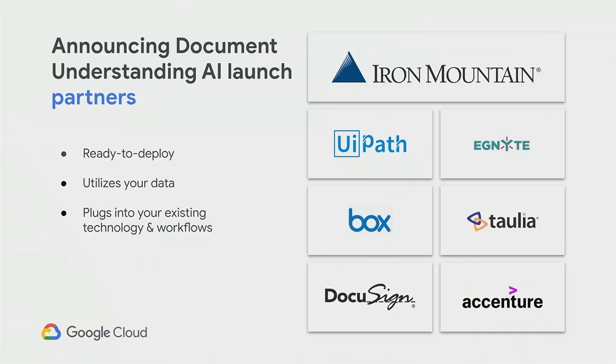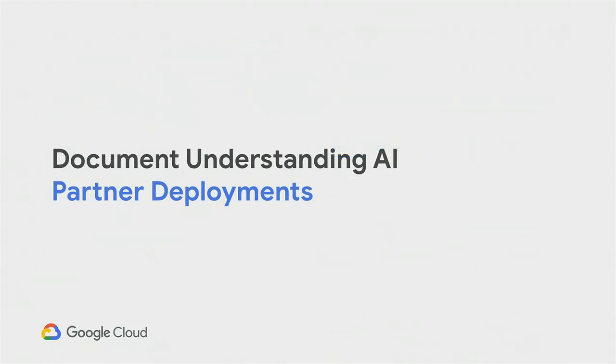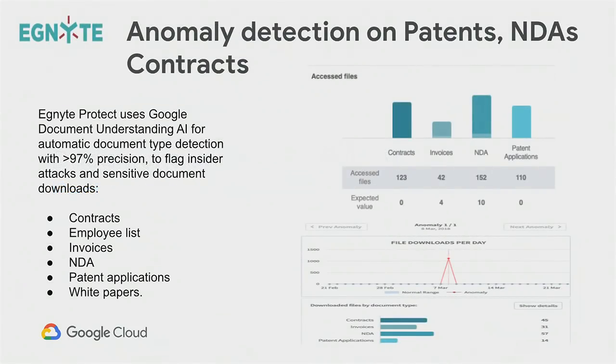So enough talk, let me dive right into some of our partner solutions, announcing some of our early launch partners. Our lead launch partner is Iron Mountain, which is fully integrated with the document understanding AI solution and our capabilities. We also have key partnerships and integrations with UiPath, Ignite, Box, Taulia, DocuSign, and Accenture. Let's dive right into some key use cases and some exciting examples.